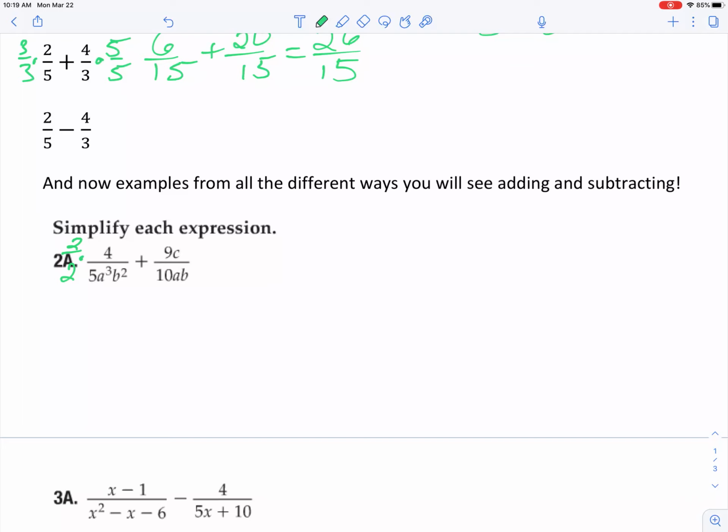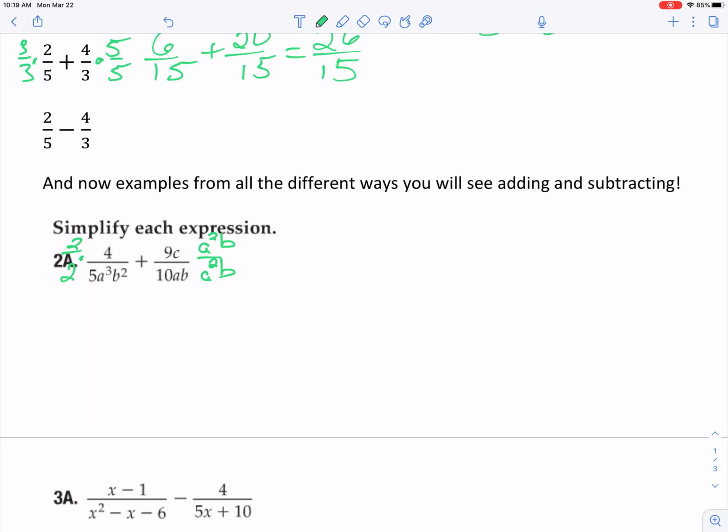Now do that for the variables. I see I have 3 A's here, 1 A there. That means this one needs 2 A's, or A squared. And if I'm going to multiply it on bottom, you have to multiply it on top. Then do the B's. 2 B's, 1 B. The second one is missing a B, so I'm going to multiply by a B. Just like that.